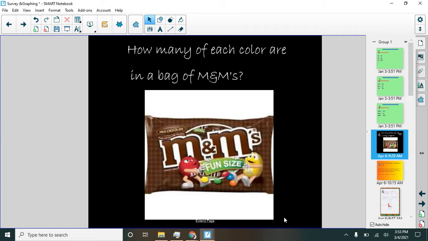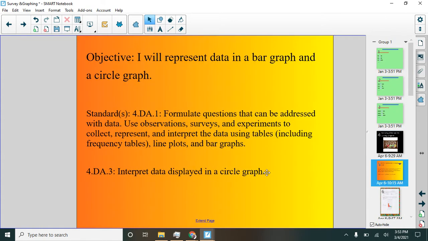We like the reds, you like the blues. When I was a kid, they used to put lots of browns in there. Do they still put browns in there? It's not on the picture. I don't know. Browns never were my favorite. Do they all taste the same? Maybe. I don't know.